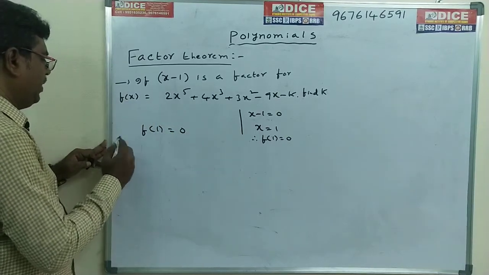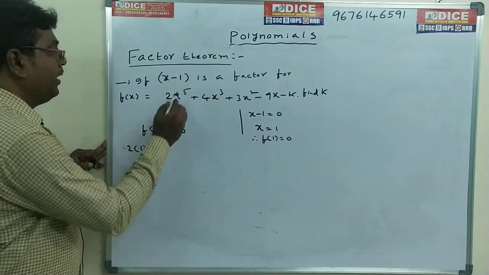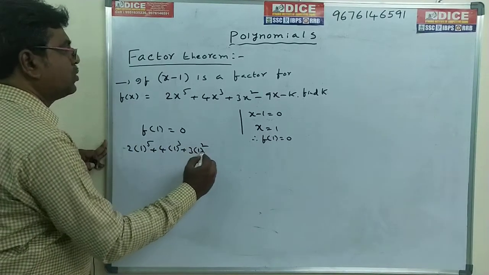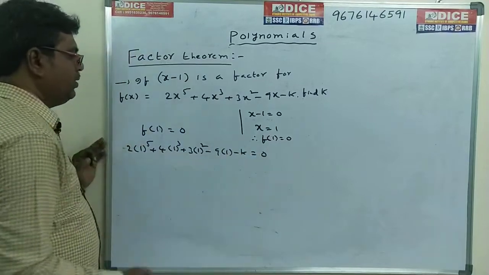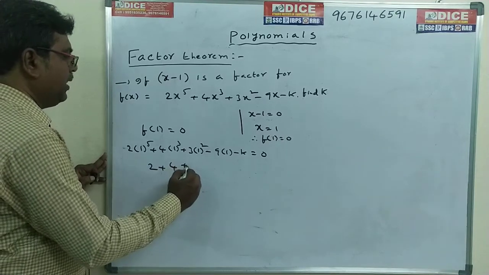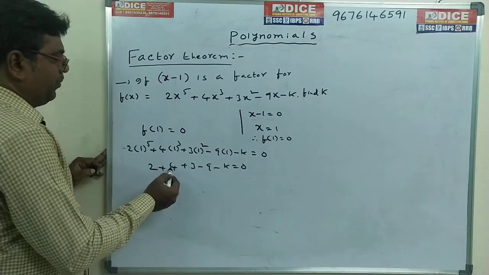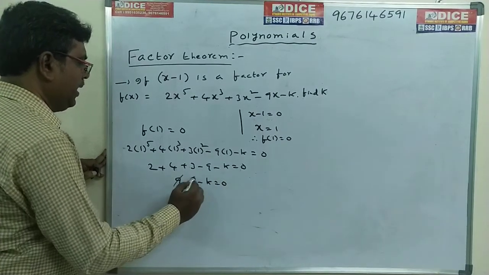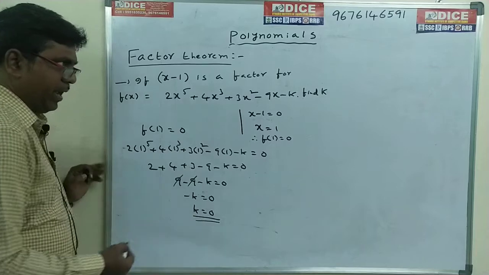Substitute here. F of 1 means substitute this value: 2 into 1 to the power of 5 plus 4 into 1 cube plus 3 into 1 square minus 9 into 1 minus k is equal to 0. 2 into 1 is nothing but 2 only, this is 4 only, that is 3 only, 9 minus k is equal to 0. 2 plus 4, 6 plus 3, 9 minus 9, 9 minus 9 minus k is equal to 0. 9 and 9 cancel, minus k is equal to 0, k is equal to 0. So the value of k is 0.